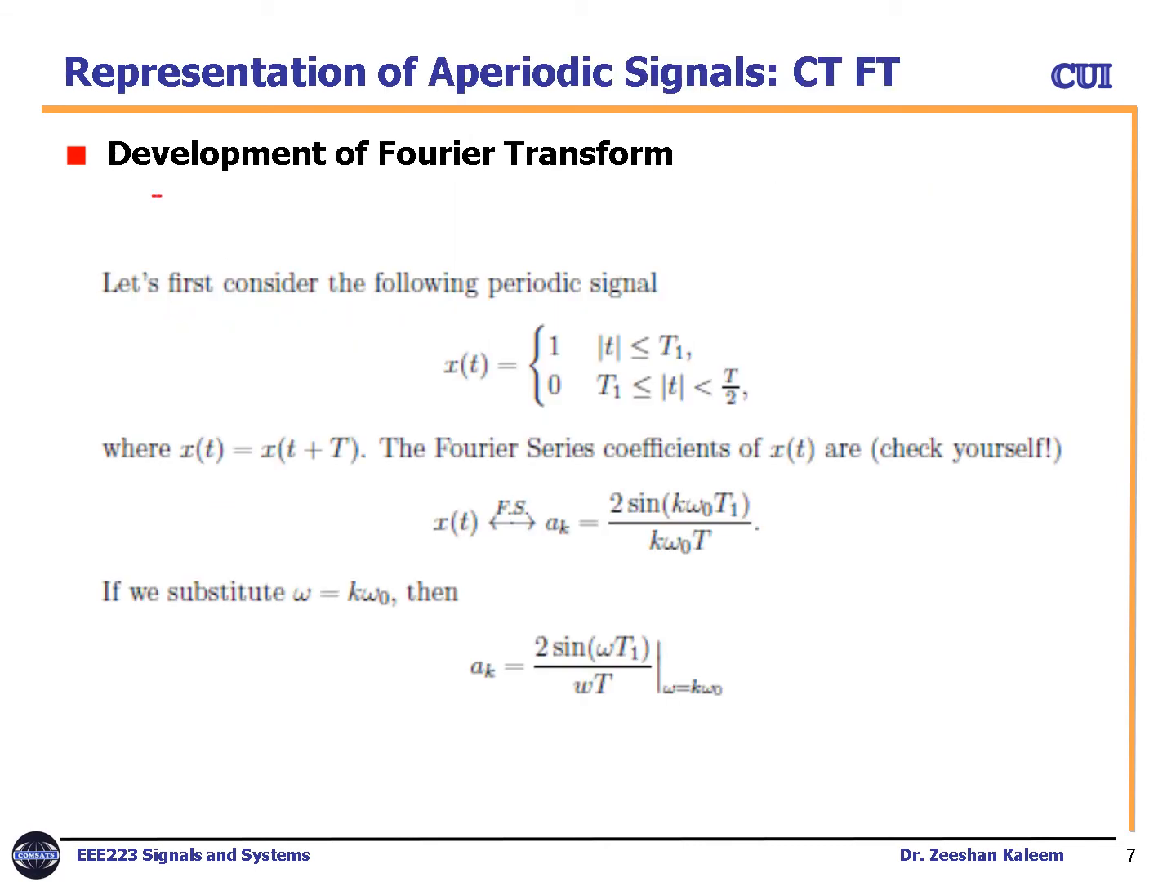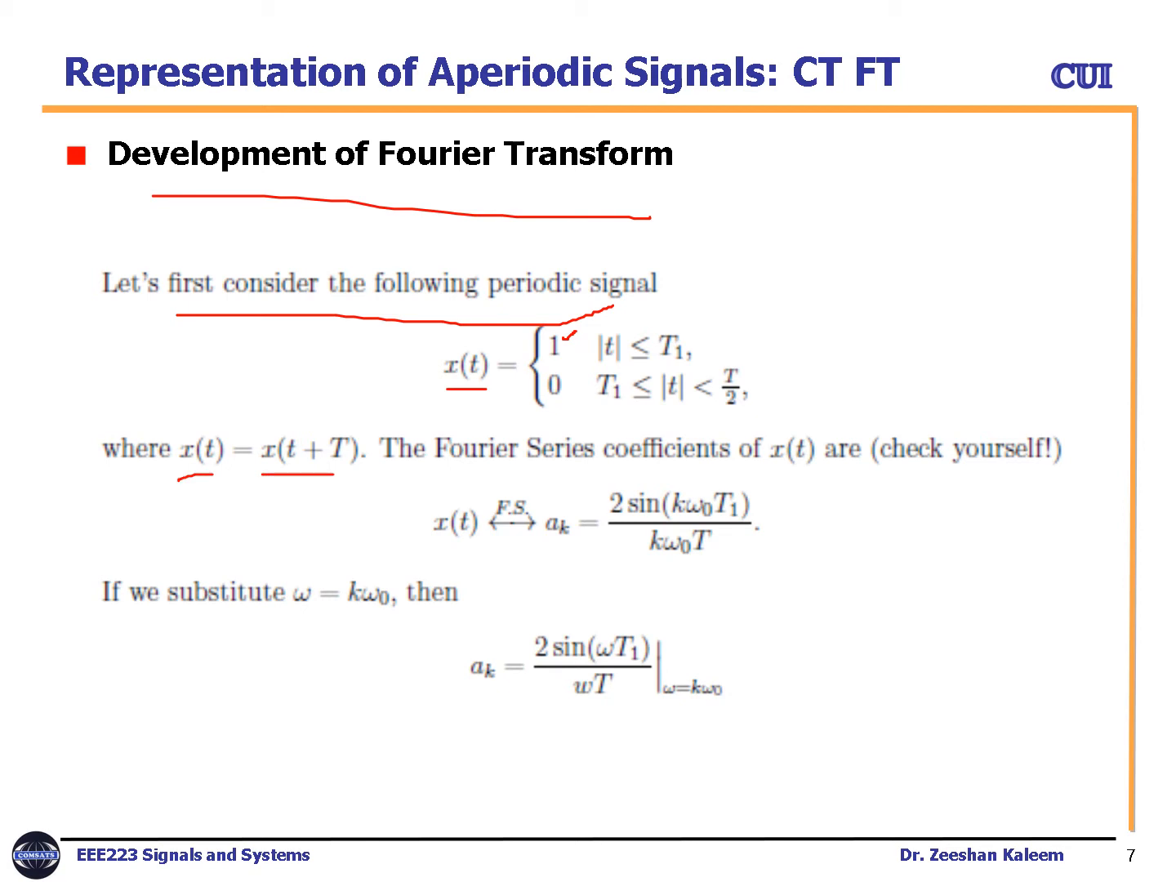Okay, development of the Fourier transform. Development means that let's derive the general Fourier transform equation here. Let us first consider the following periodic signal. For example, we have a periodic signal x of t, whose amplitude is 1 for the magnitude of t less than or equal to t1, whereas for t1 less than the magnitude of t less than T by 2 it's 0, where x of t equals x of t plus T, which means that it's periodic.